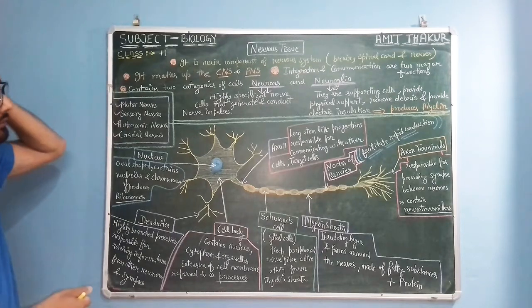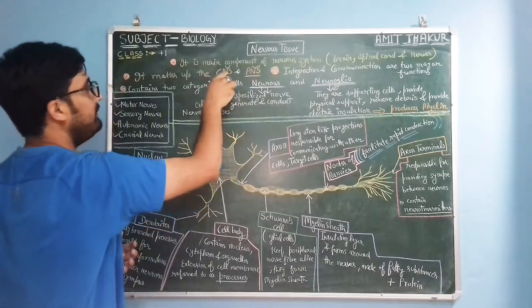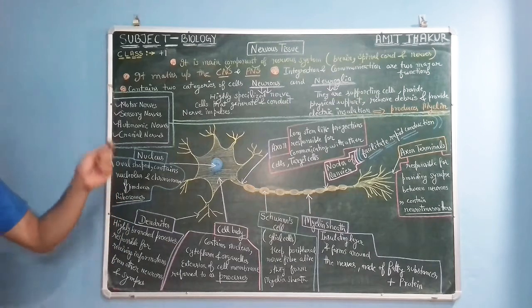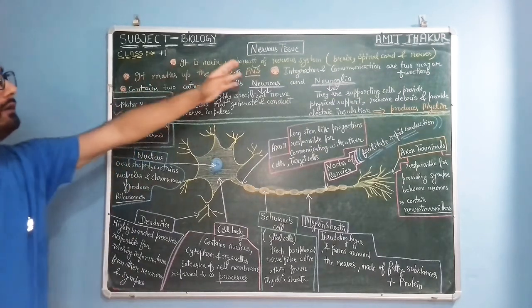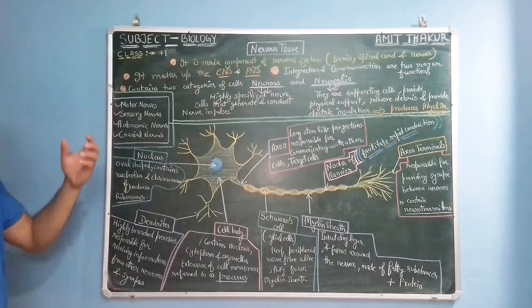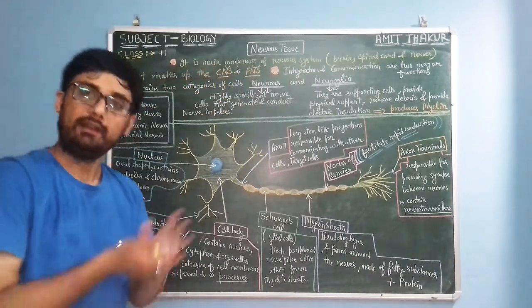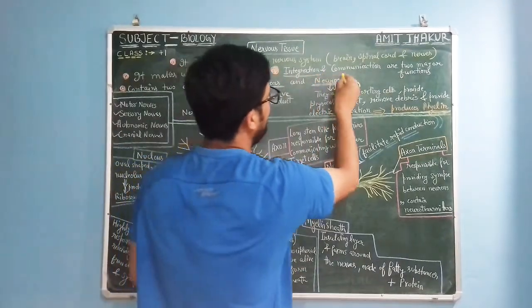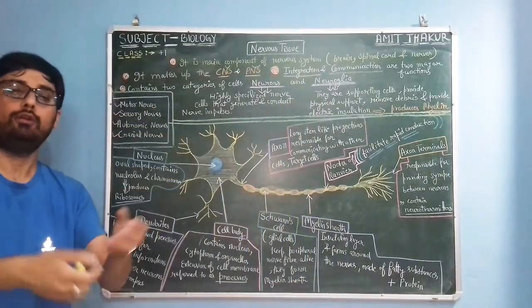This nervous tissue actually makes up the CNS and PNS, central nervous system and peripheral nervous system. Nervous tissue is a main component of the central nervous system and peripheral nervous system. What is the main function of it? The main function of this tissue is integration and communication from one cell to another cell and the whole of the body.